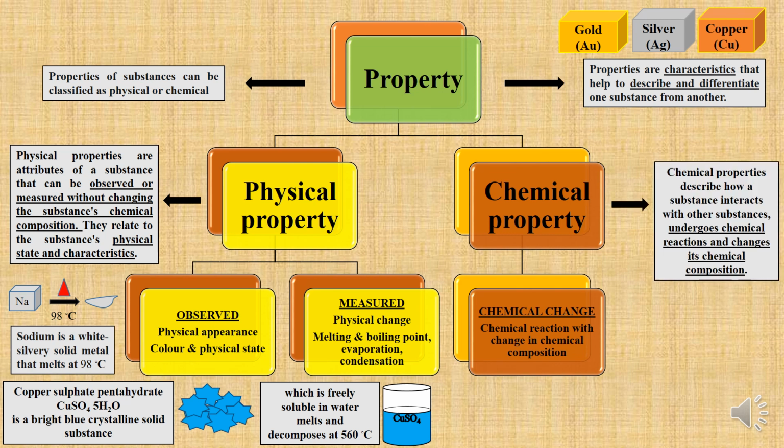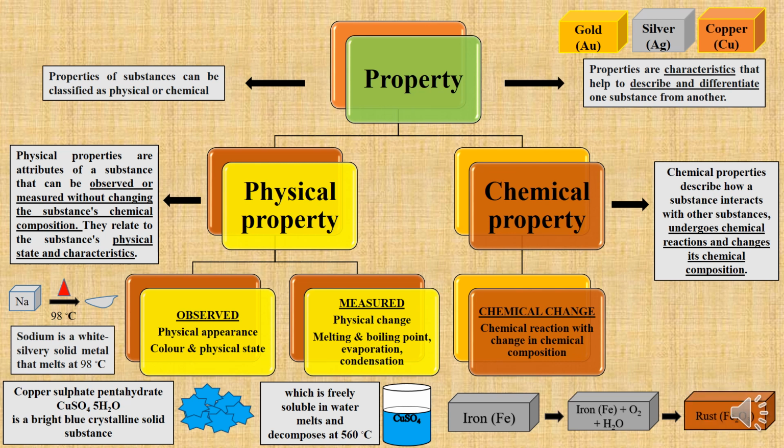What is a chemical property? Chemical properties describe how a substance interacts with other substances, undergoes chemical reactions, and thereby changes its chemical composition. For example, iron undergoes a chemical change when it reacts with oxygen in the presence of water and thereby results in the formation of rust, which is chemically known as ferric oxide.